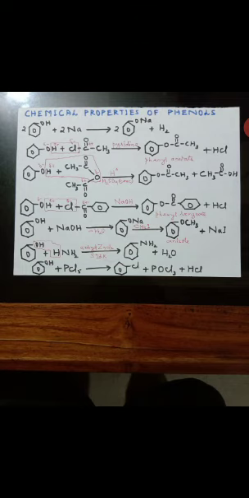If you balance it, POCl3 has 3 chlorines, so 3 HCl will be formed, and 3 HCl means you will be taking 3 phenol. So the reaction will be 3 molecules of phenol plus POCl3 will give you (C6H5)3PO4, that is triphenyl phosphate, plus 3 molecules of HCl.